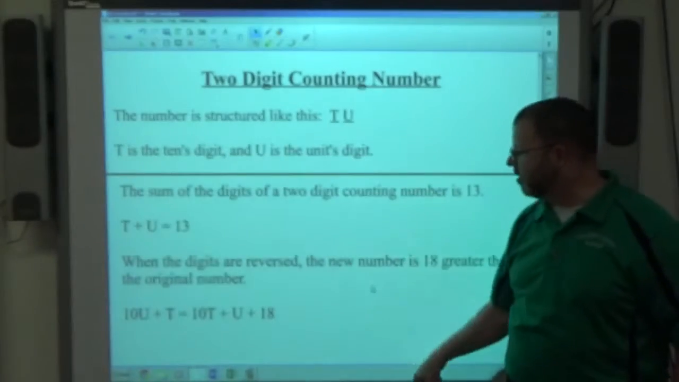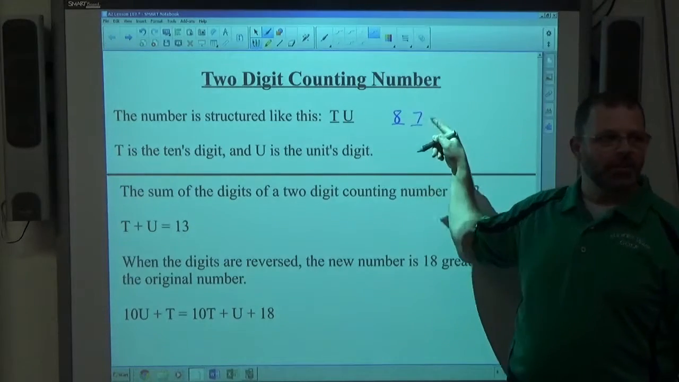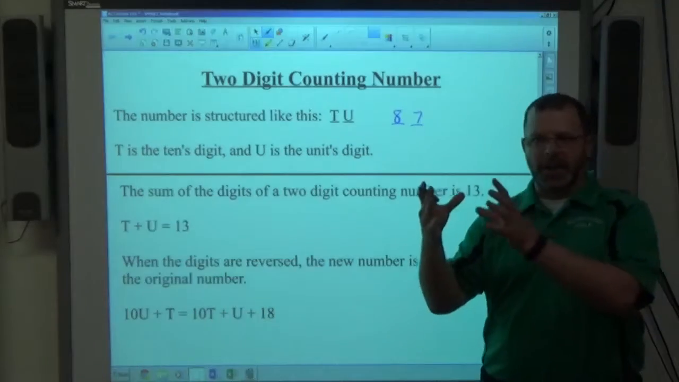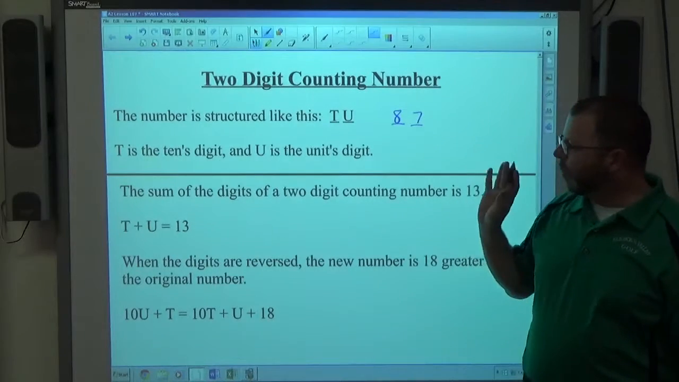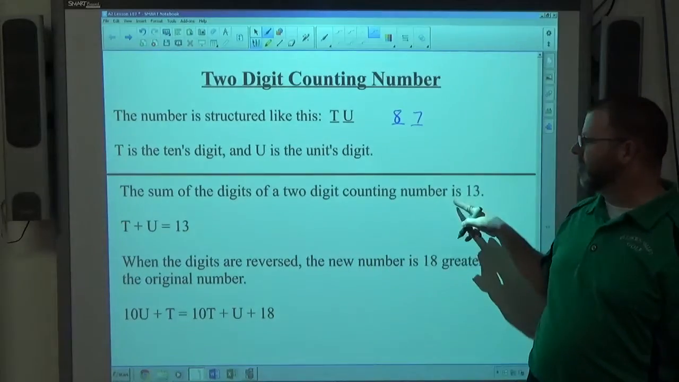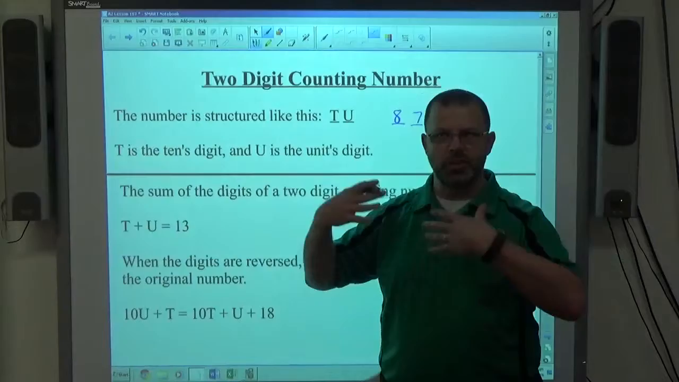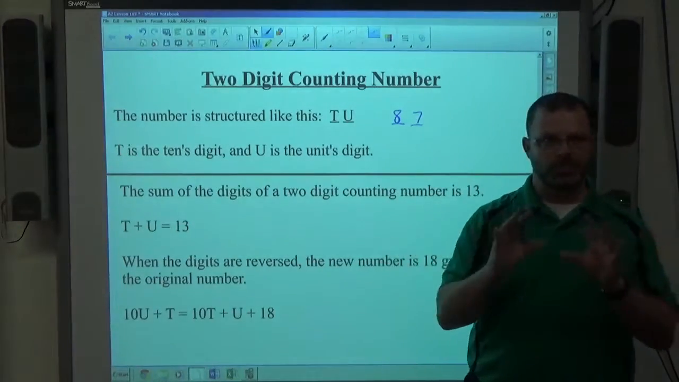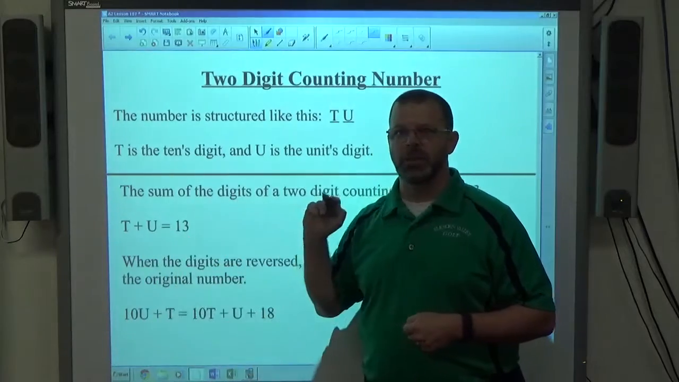For example, if the tens digit is 8 and the units digit is 7, you have the number 87, right? So you're trying to find out the tens digit and units digit individually when you do this. And when they talk about the digits, if it says the sum of the digits of a two-digit counting number is 13, the tens digit added to the units digit makes 13. So you're just using the digits themselves as values. So something between 0 and 9 added to something between 0 and 9 makes 13.